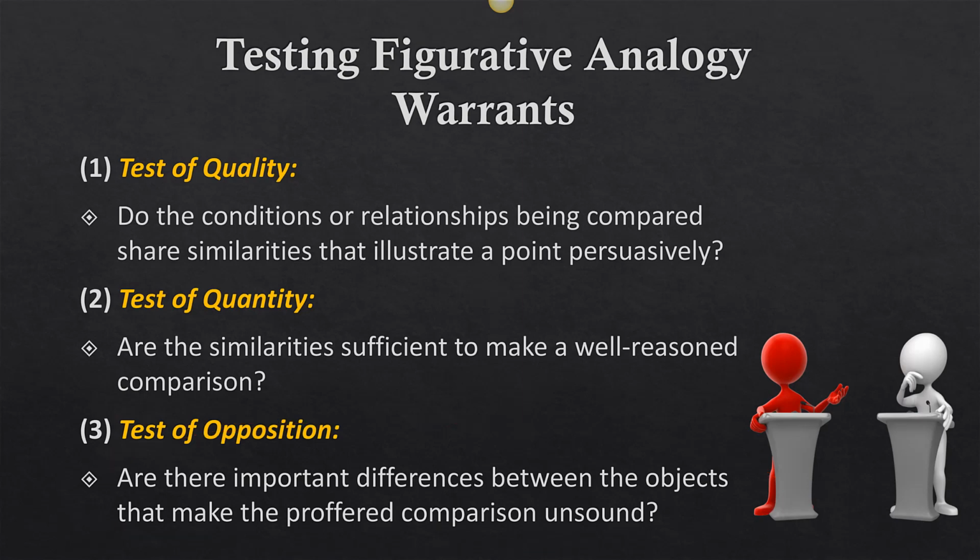In the test of opposition, then, we are going to be interested in what kinds of specific objects are involved in these relationships, because we might find that they are so different that the relationship that's being offered really isn't as similar as you might imagine. Let's take it to our example and see how this would work.